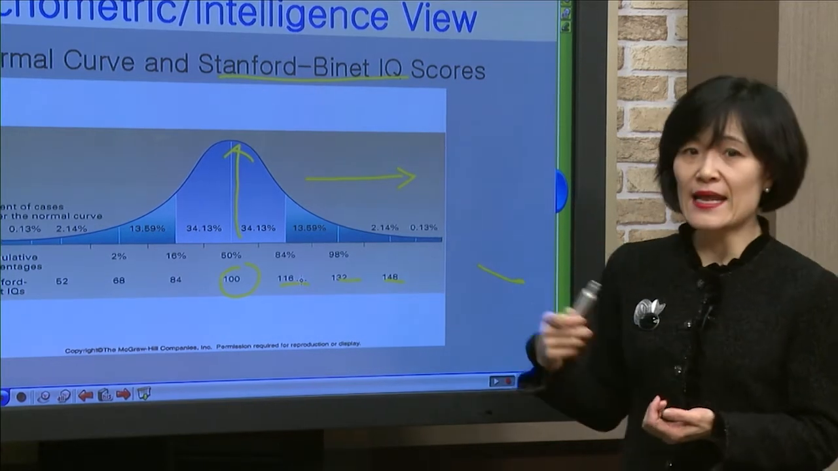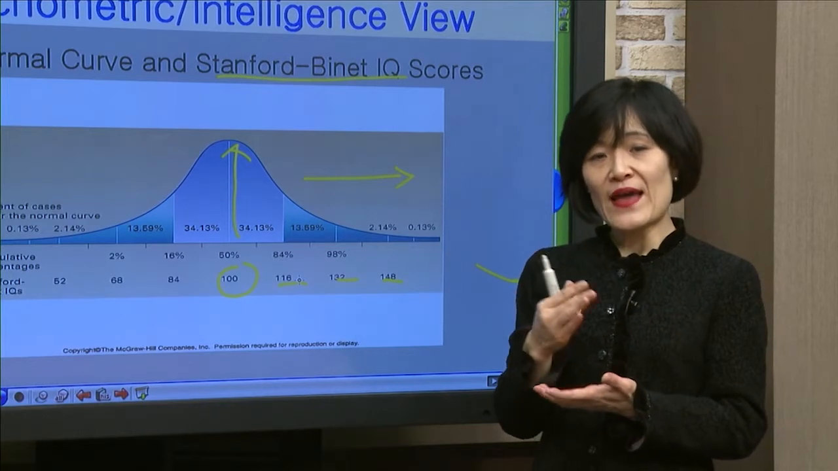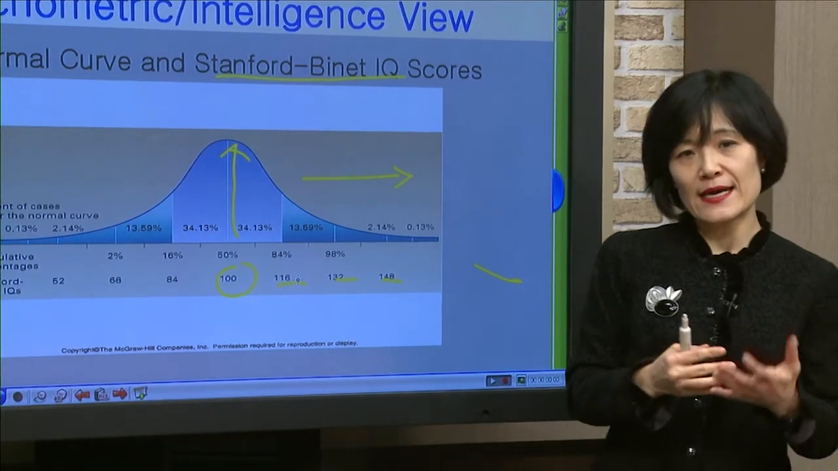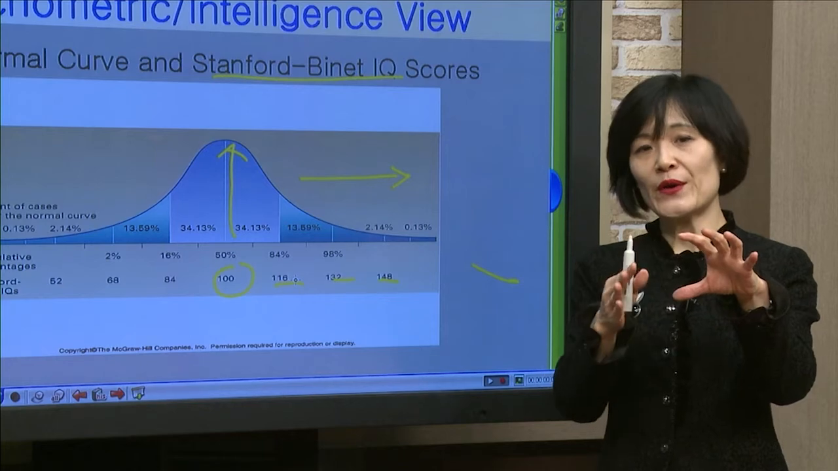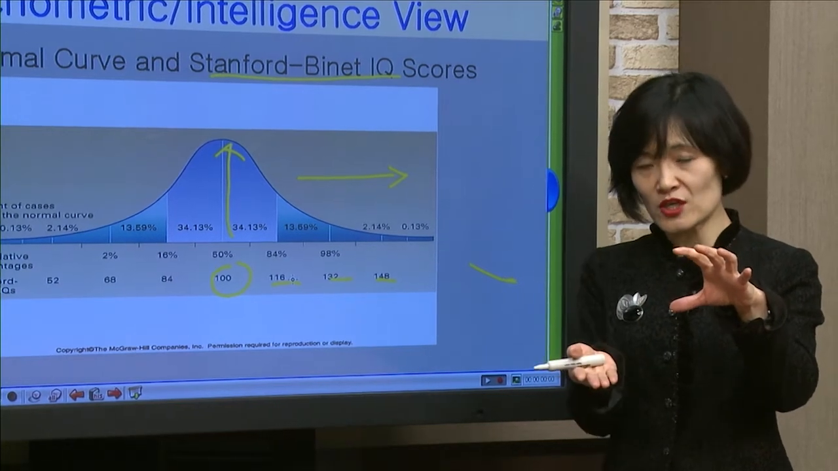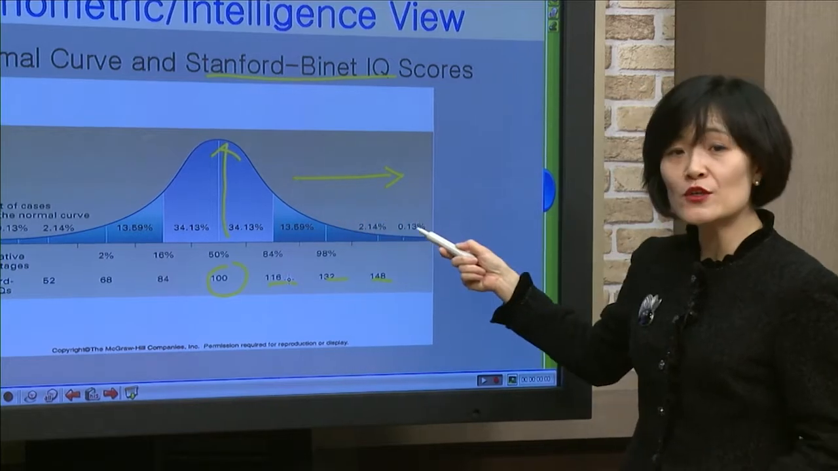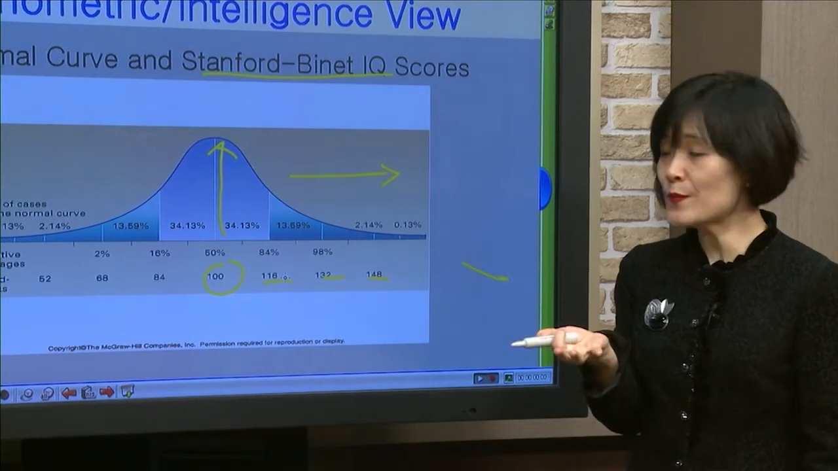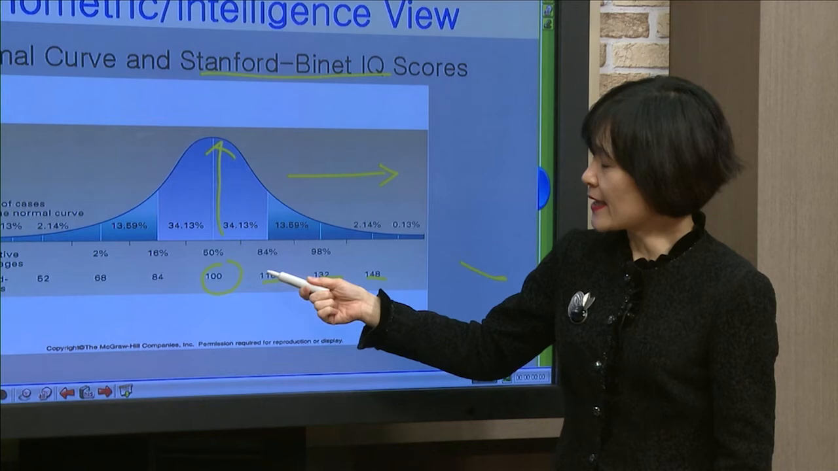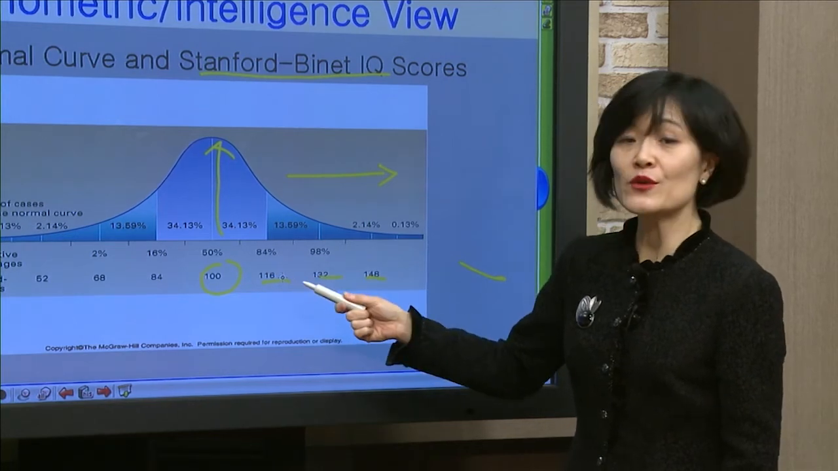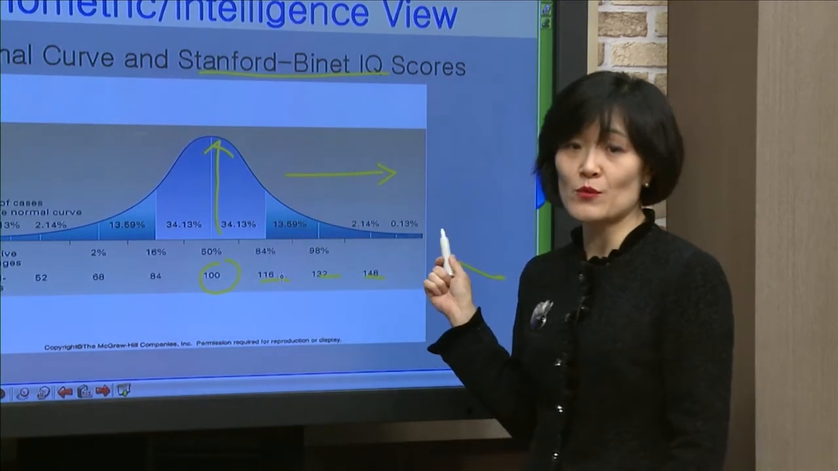So when we say IQ score, that is the definition, it is your mental age compared to your chronological age. And we have a normal curve based on your norm. So your score can be calculated based on this norm score.